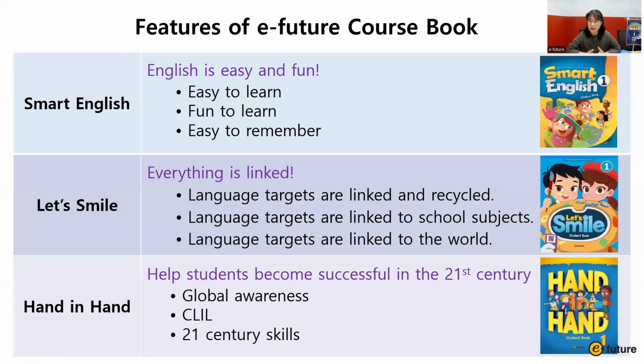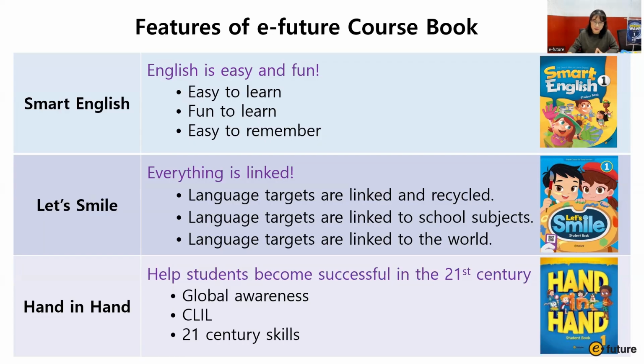So we have 3 different primary course books. We have Smart English, Let's Smile, and Hand in Hand. And there are some differences, so let's look at this. Smart English is easy and fun, right? That's the concept for Smart English: easy to learn, fun to learn, easy to remember. So Smart English: easy and fun.